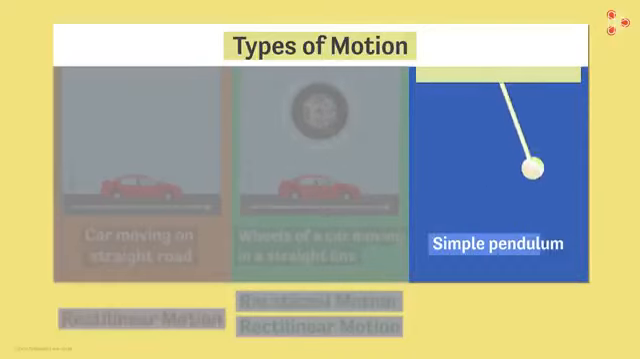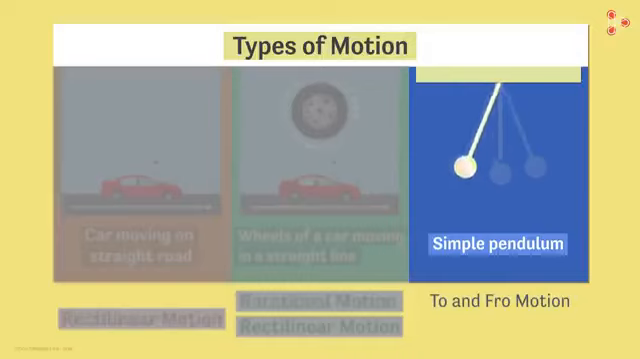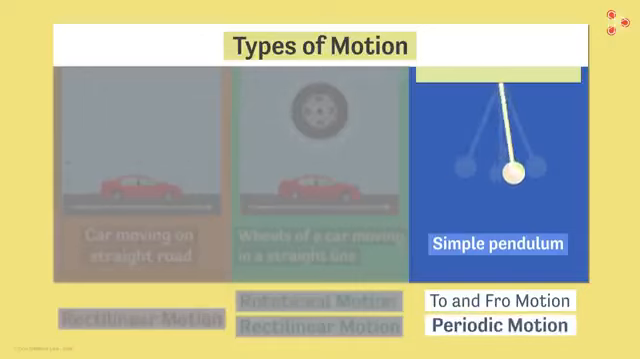What about the simple pendulum? We know that a simple pendulum performs to and fro motion. This to and fro motion repeats itself in equal intervals of time. So it's undergoing periodic motion.